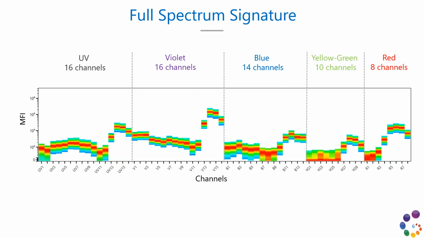You can see we've got the 5 different detector modules laid out from left to right, starting with the lowest wavelength laser, going to the highest wavelength at the end. And again, all the detectors are on the x-axis, and the MFI, the intensity of the events in every single detector on board, is shown in the signature.